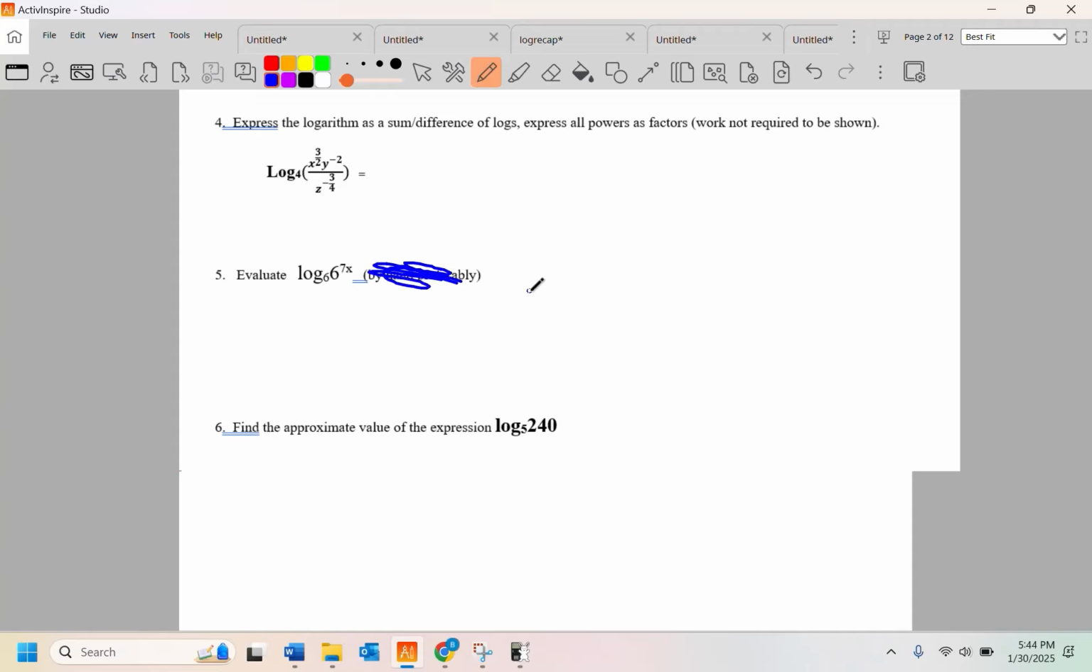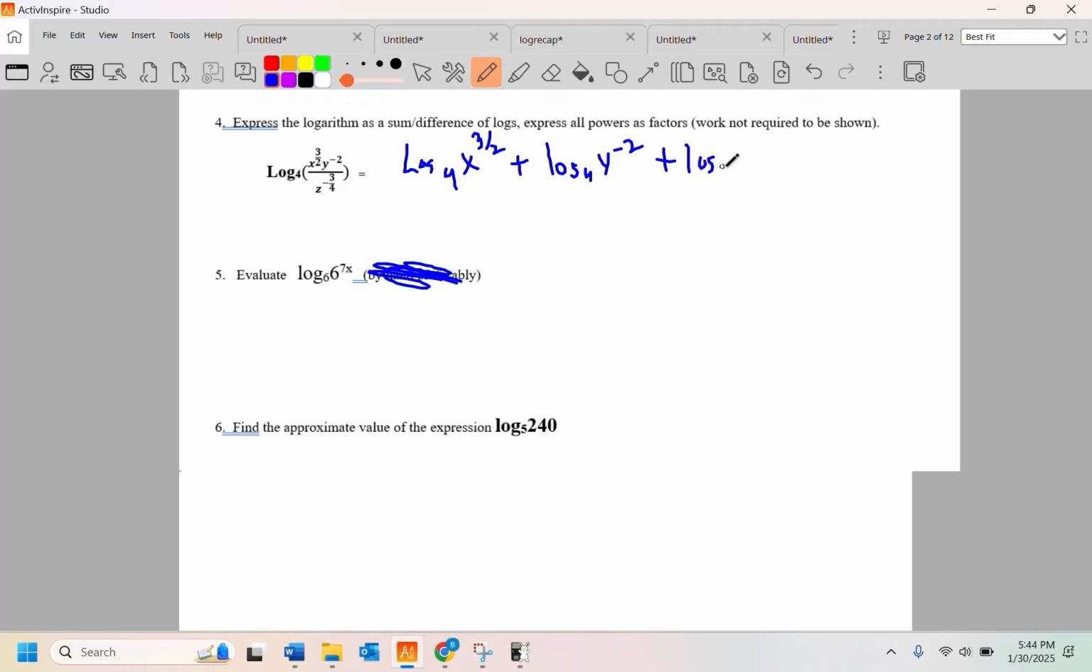Express the logarithm as a sum or a difference of logs. Express all powers as factors. Work is not required to be shown. I'm not. You should be able to get an answer. But whatever, I'll break down all the nitty gritty. There's 1, 2, 3 things in here. We have a log base 4 of, I always felt that kids ought to be able to one-line most of these things. At least I did back then. I've kind of changed my ways moving forward.